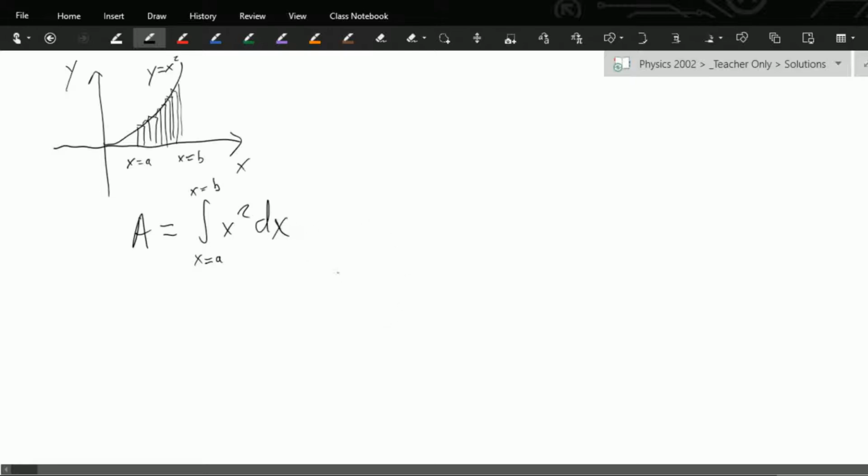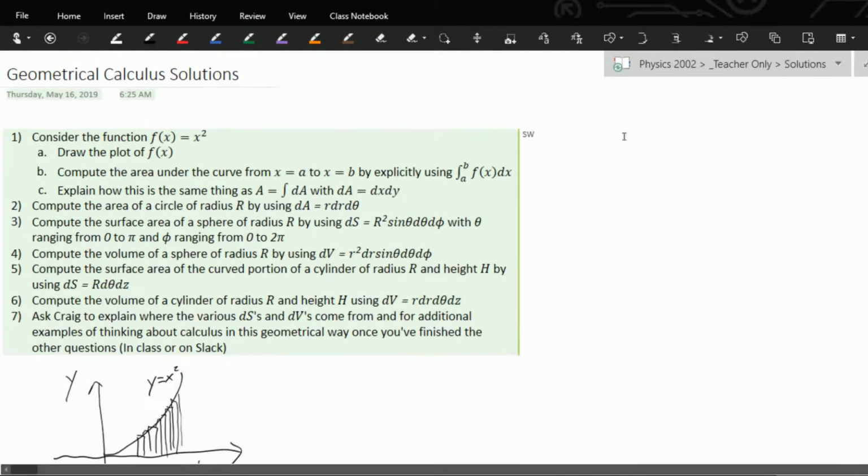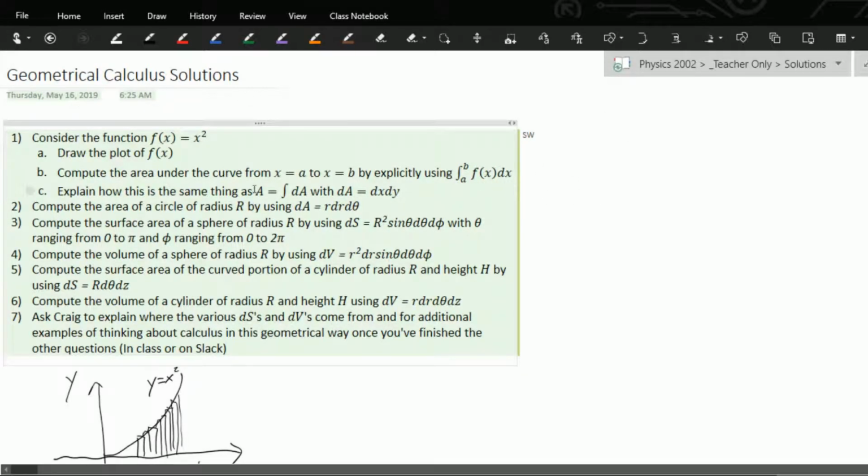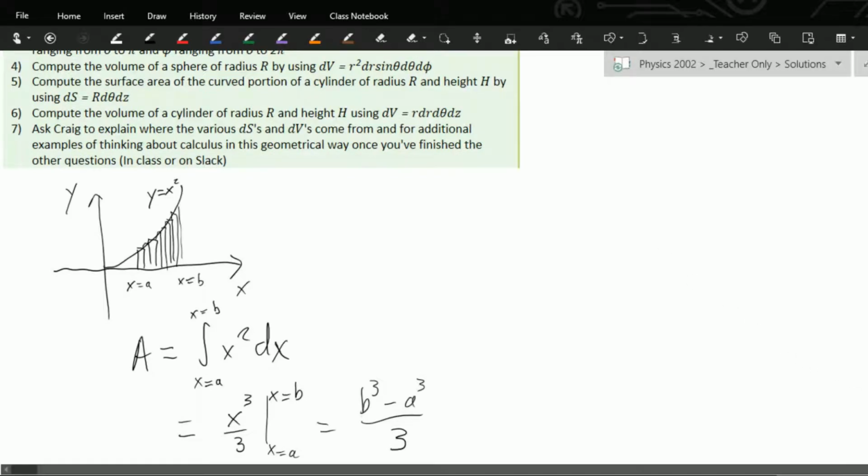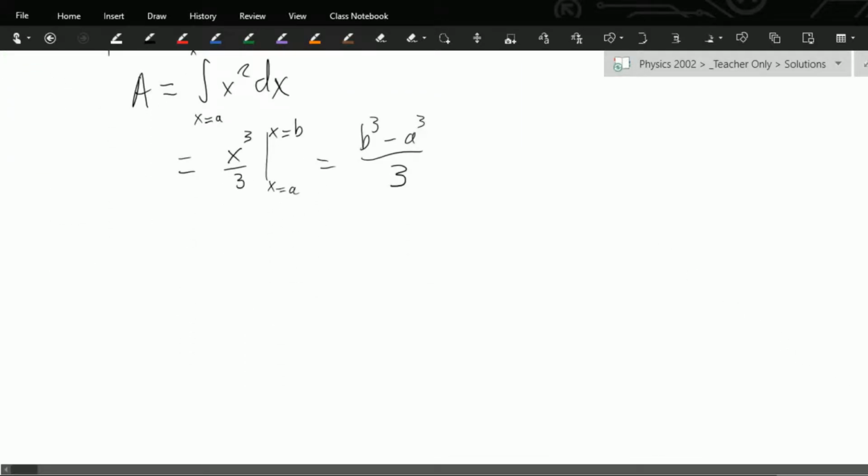Okay. And then from our calculus classes, we know there's some rules that we can apply. This is going to be x cubed over 3, evaluated from x is equal to A to x is equal to B, which is going to be equal to b cubed minus a cubed over 3. But we want to extend the ideas that we were talking about before in the last video for geometrically thinking about calculus in order to cast this rather in terms of some dA is equal to dx dy, and see how this ultimately is going to be exactly the same thing that we have here.